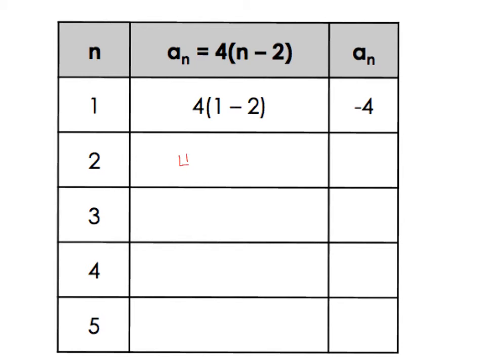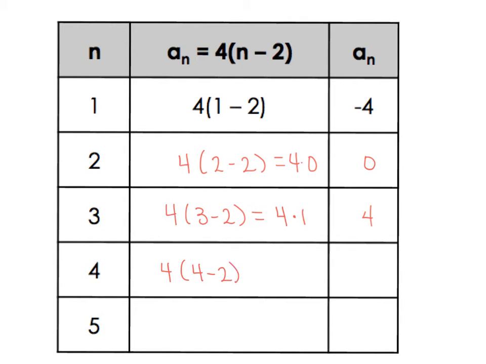So we have 4 times 2 minus 2, and that's going to be 4 times 0, which is 0. Then we have 4 times 3 minus 2, and notice that I'm just replacing my n. You can see it up here. I'm replacing my n with the number term that we're finding. Finding the third term, so I'm plugging in 3. So this becomes 4 times 1, which is 4. We have 4 times 4 minus 2, which is 4 times 2. We get 8. And last one on this table, we have 4 times 5 minus 2, which is 4 times 3, and we get 12.